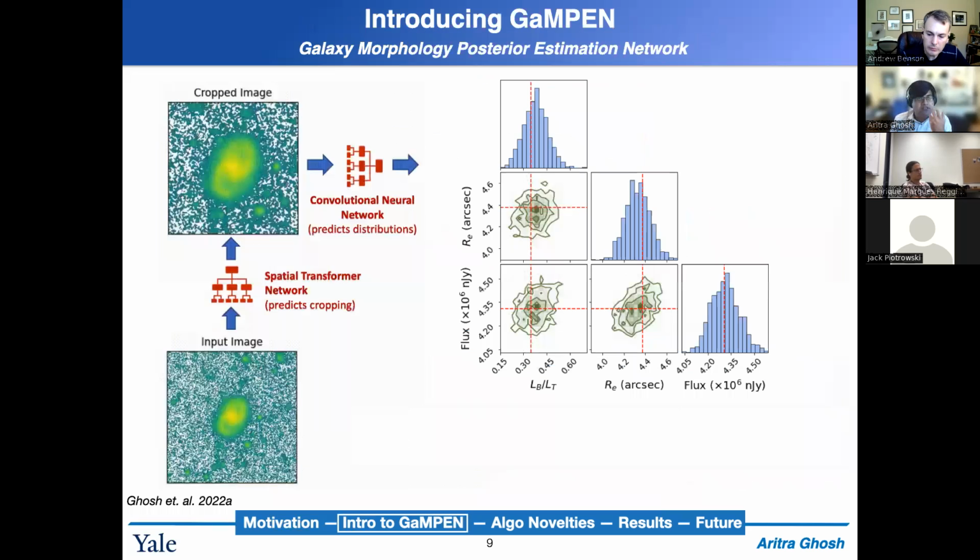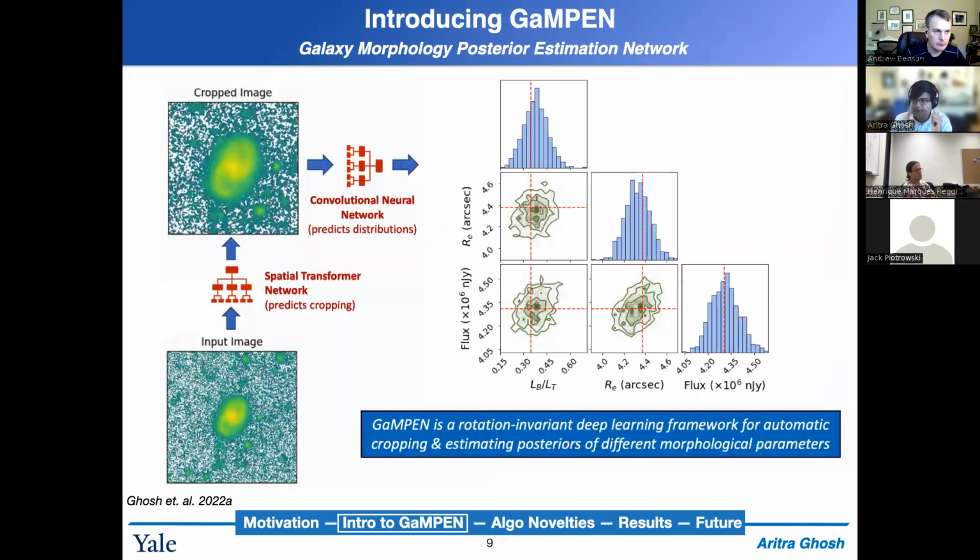Now, let's talk about the specific convolutional neural network that we developed. It's called GaMPEN, or Galaxy Morphology Posterior Estimation Network. And what it does is that if you give an input image into GaMPEN, it has 2 parts. It first uses this thing called a Spatial Transformer Network to crop into the galaxy of interest at the center. It does so automatically, and I will explain this in a little bit, without any human interaction. And then we use a downstream convolutional neural network to make posterior estimates of the galaxy's bulge-to-total light ratio, the effective radius, and the flux.